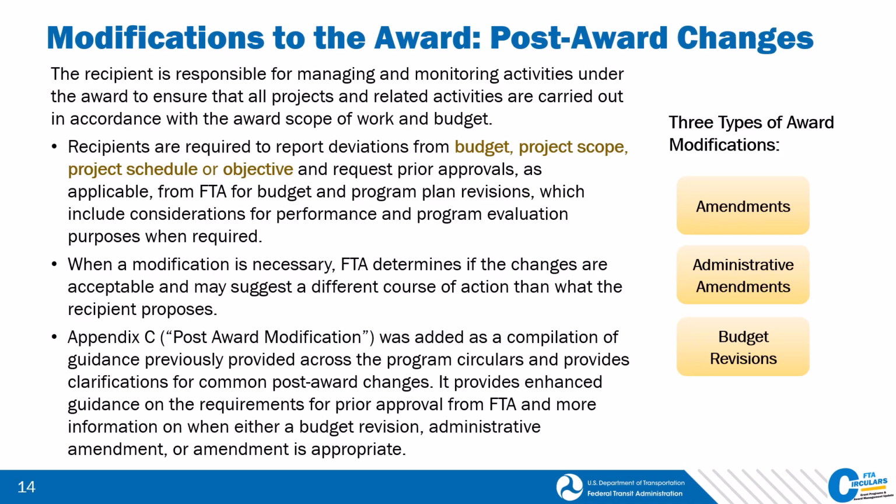When a modification is necessary, FTA determines if the changes are acceptable and may suggest a different course of action than what the recipient proposes. Appendix C was added to 5010 under this revision to capture common post-award modifications and relay requirements in a simplified manner. It is a compilation of guidance previously provided across the program circulars and provides clarification for common post-award changes. The enhanced guidance also outlines when prior approval from FTA is necessary, and more information on when either a budget revision, administrative amendment, or amendment is appropriate.